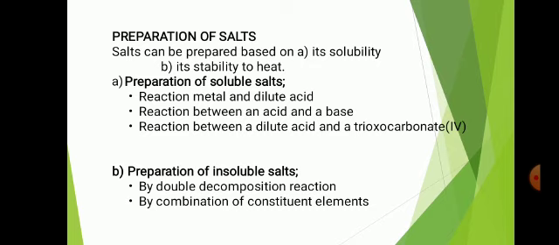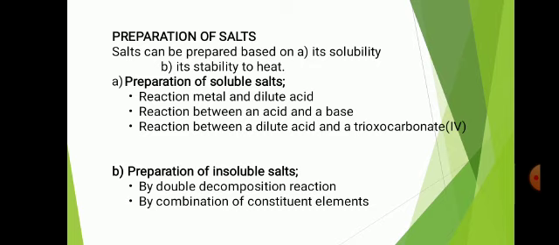In a double decomposition reaction, you are having two soluble salts being reacted together. When the two soluble salts react together, you find that one soluble salt is formed and another insoluble salt is formed as a precipitate.